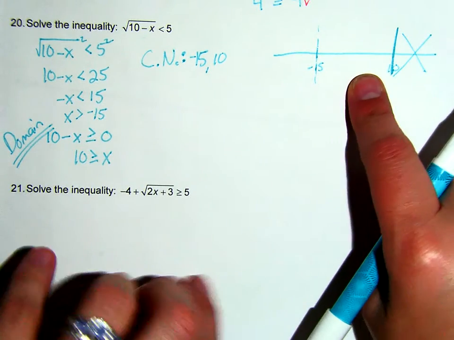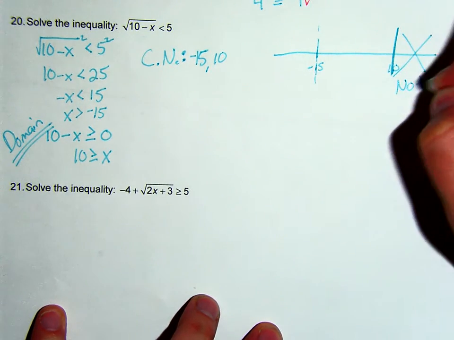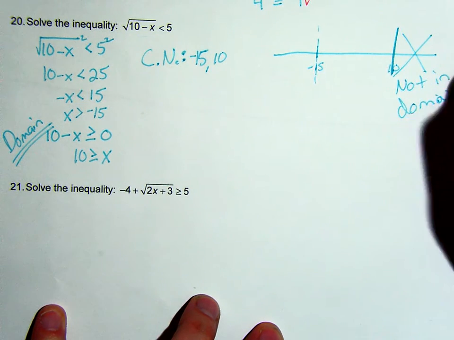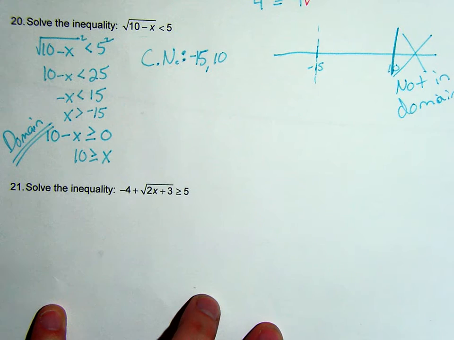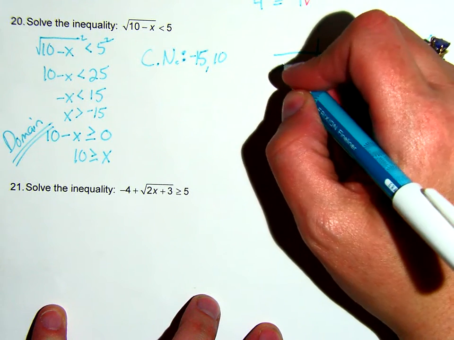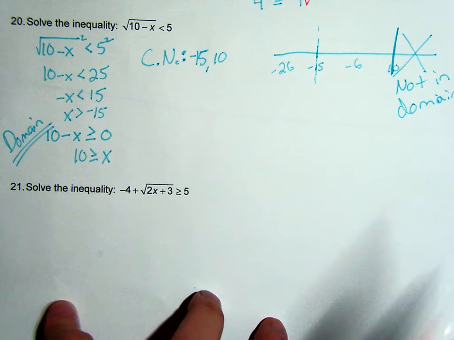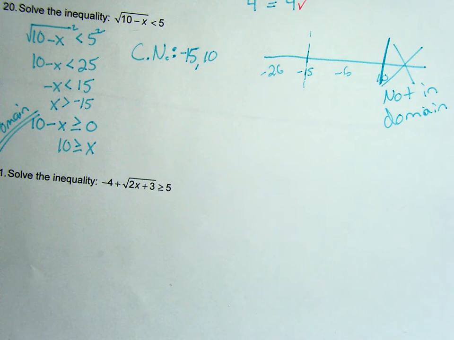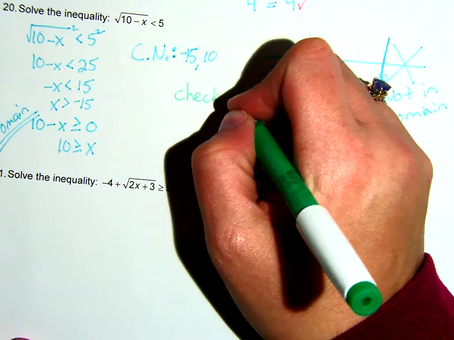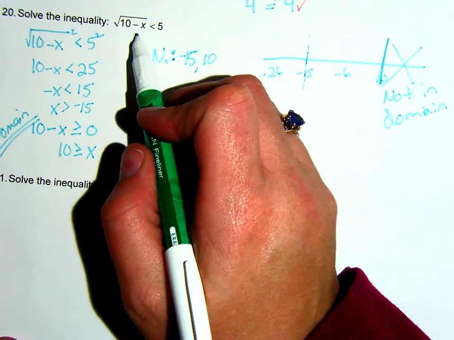With the two sections that remain after crossing out the part not in the domain, we have to pick values out of these sections and check them. So I'm going to pick the number negative 26 and the number negative 6. So now we're going to check those two values. We are going to check negative 26 in our original inequality.